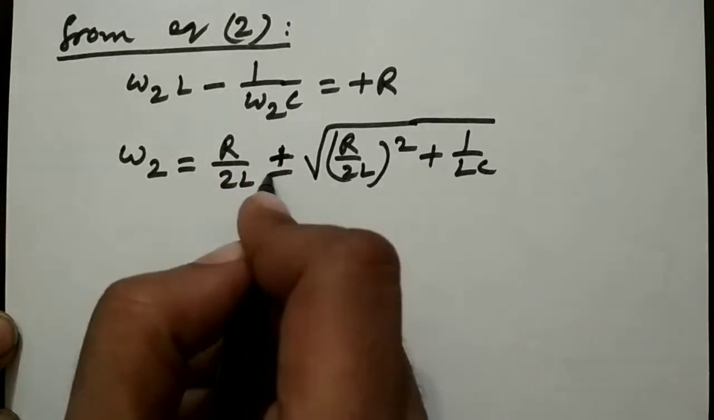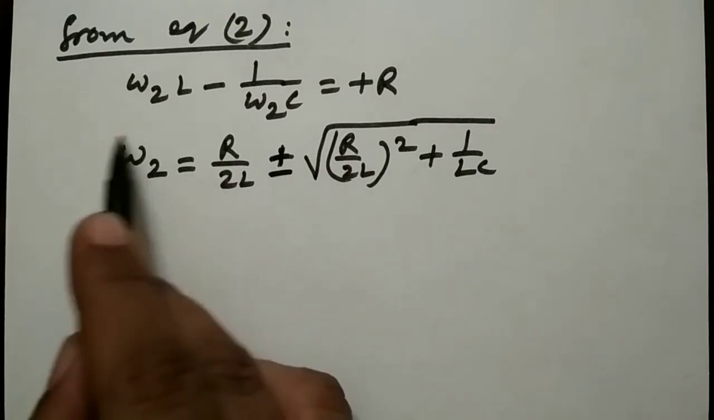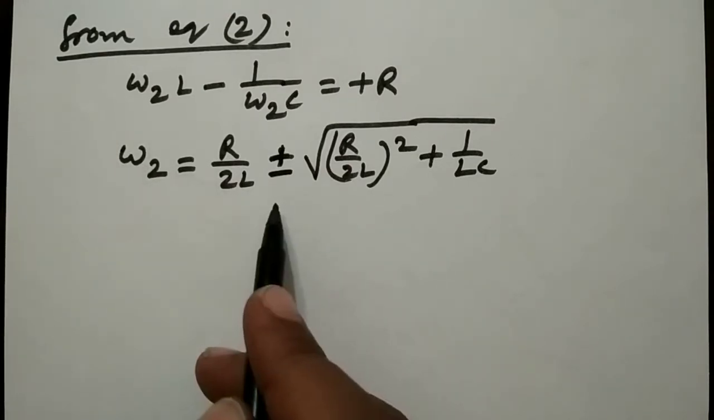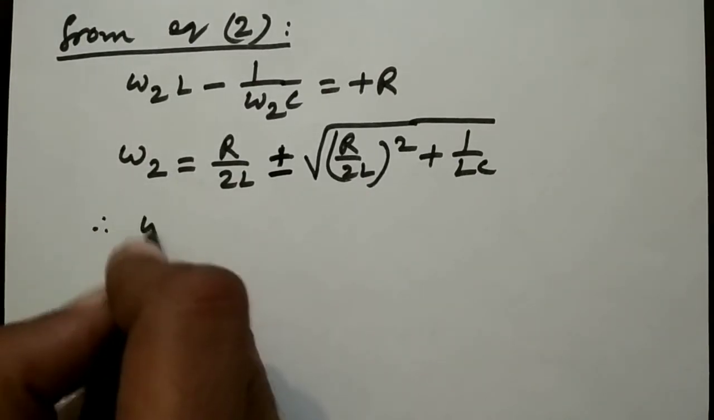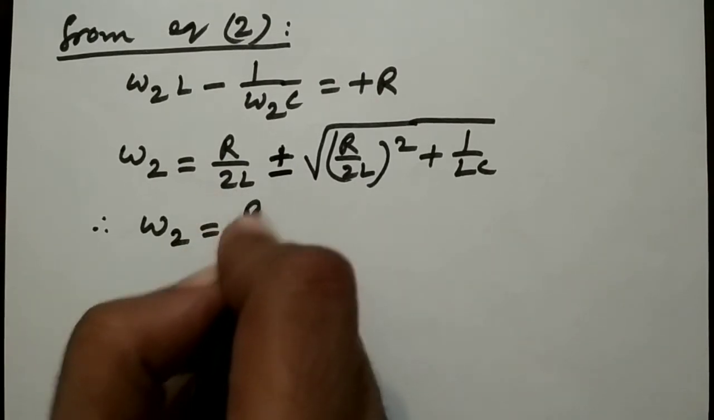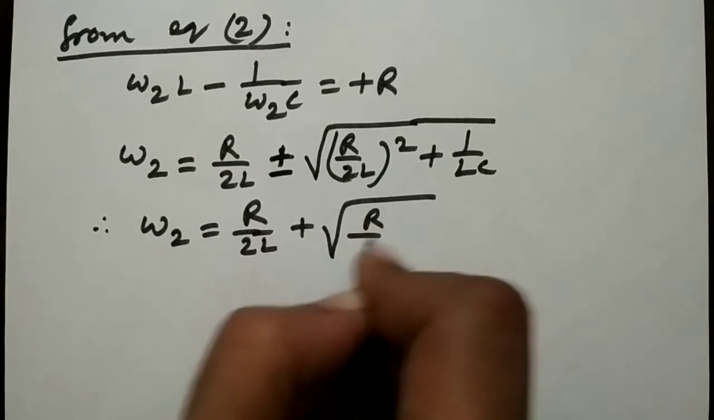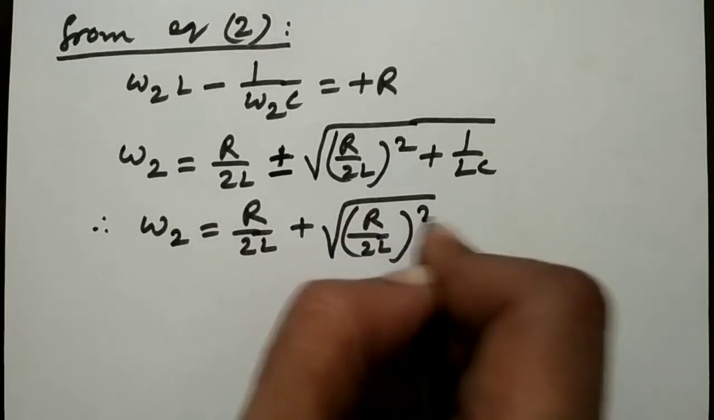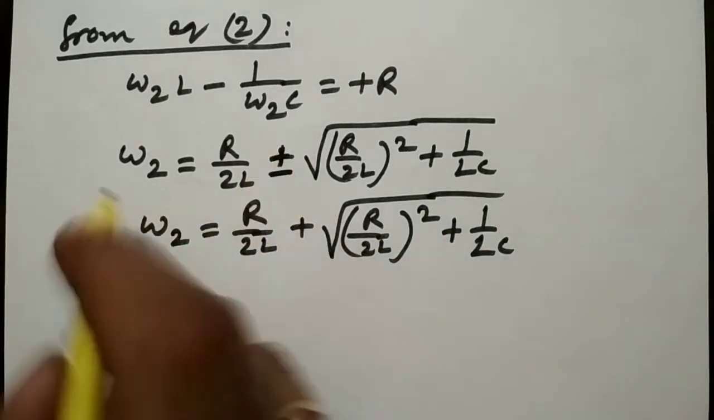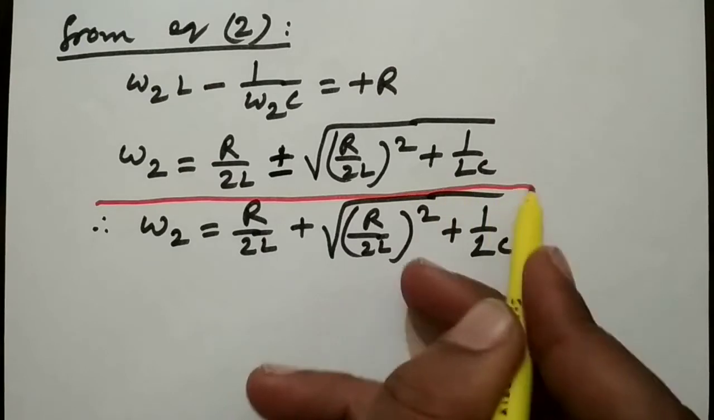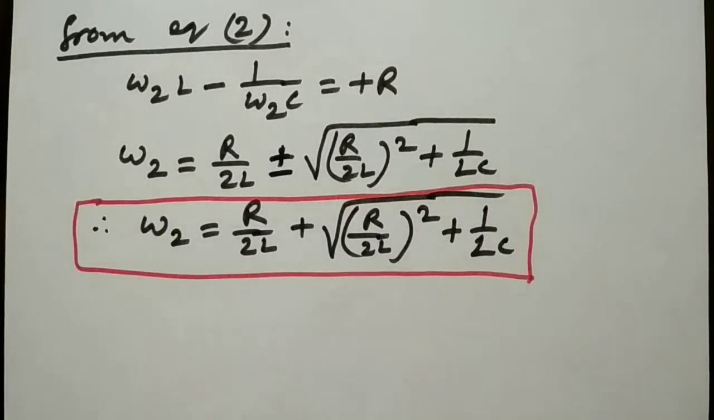And again here we will ignore the negative sign, because if we consider the negative value, then the value of the omega 2 will be negative, and this is not possible. Therefore, the omega 2 will be equal to R by 2L plus square root of R by 2L whole square plus 1 by LC. So this is the value of the omega 2 that is at the upper half power frequency.